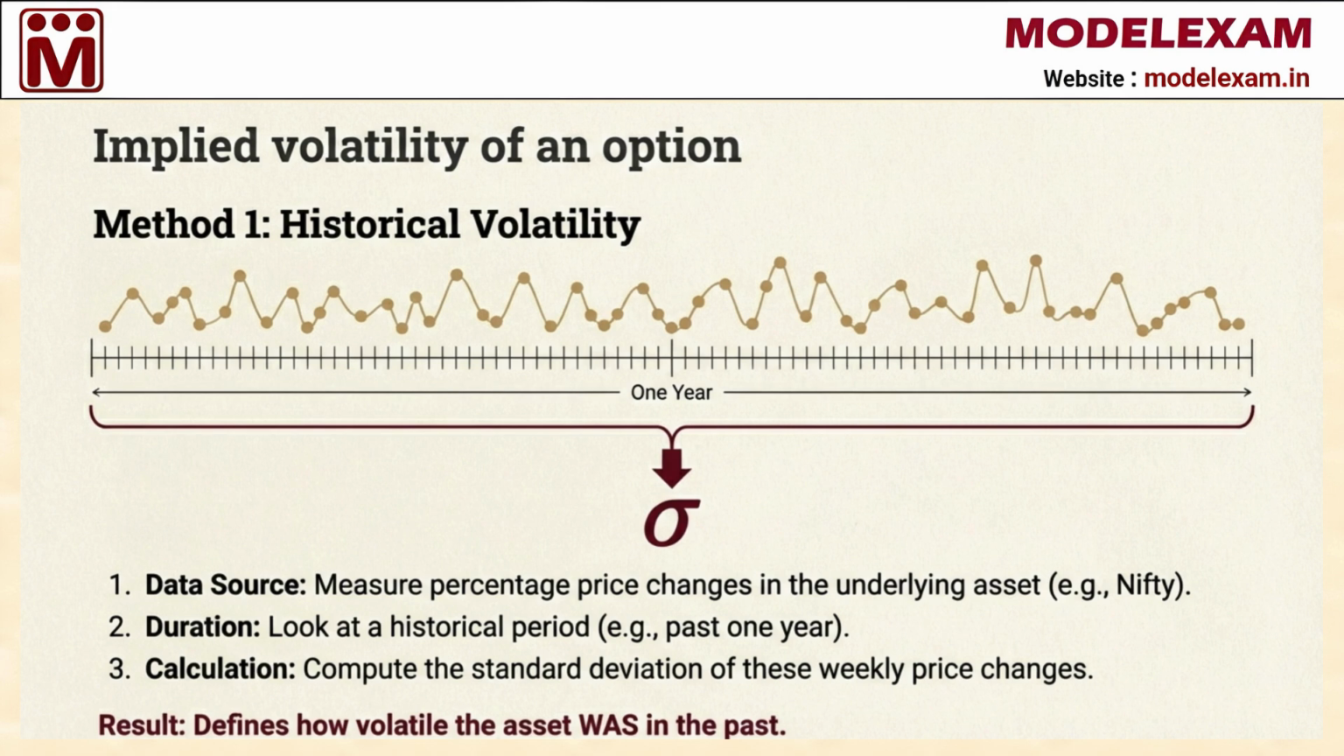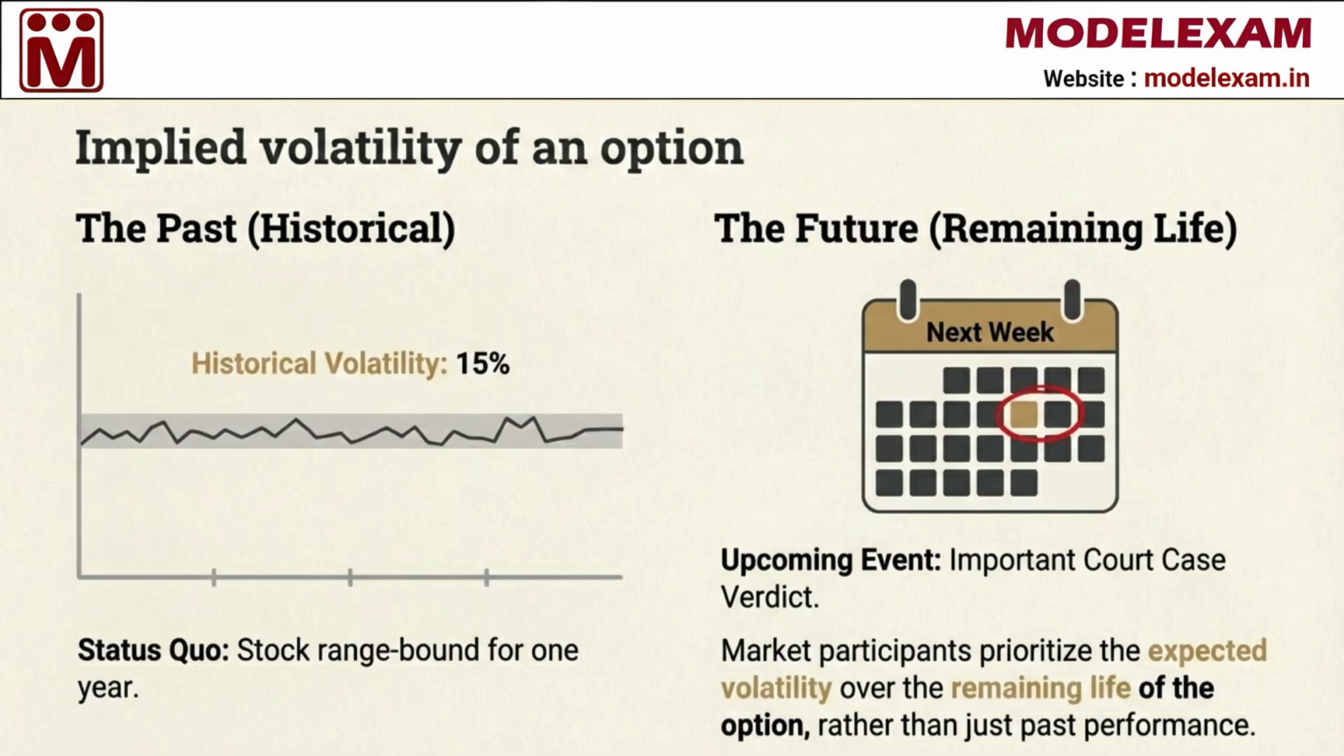The first method we use to measure this is called historical volatility. To calculate this, we look at a historical period like the past 1 year and measure the percentage price changes of an asset such as the Nifty index. By computing the standard deviation of these weekly price changes, we get a clear picture of how volatile that asset was in the past. While looking at the past is helpful, market participants are actually much more interested in the future, specifically the remaining life of the option.